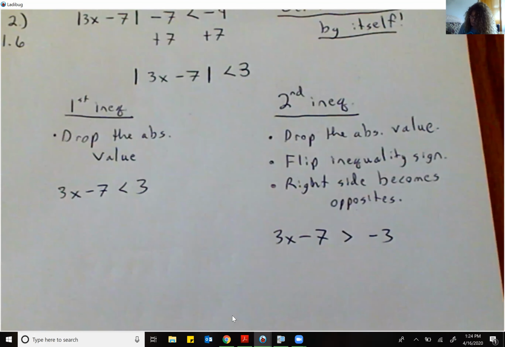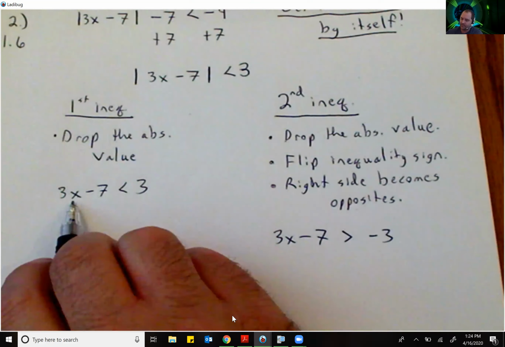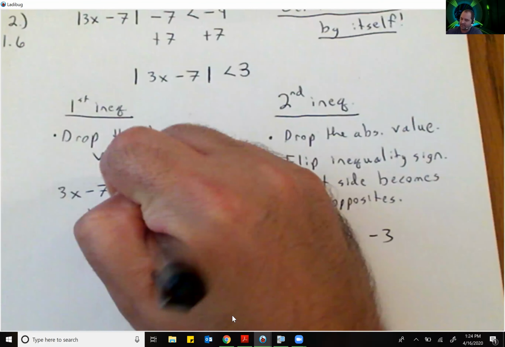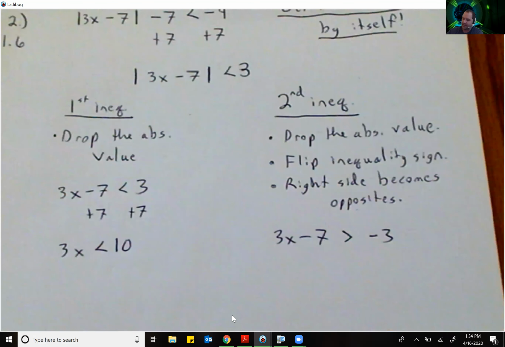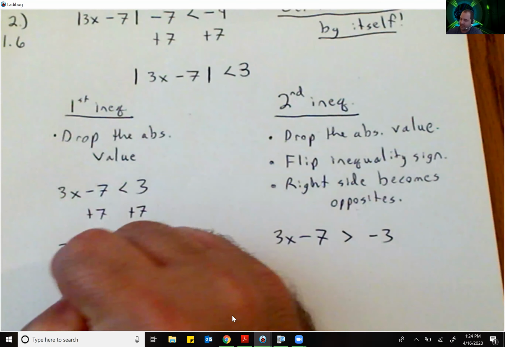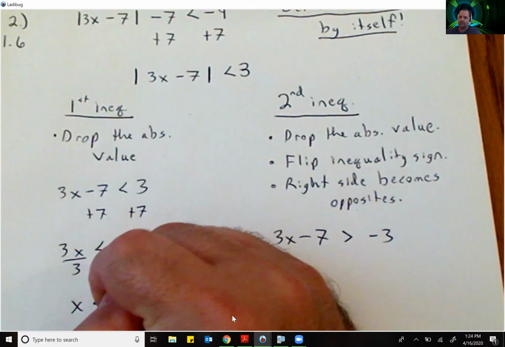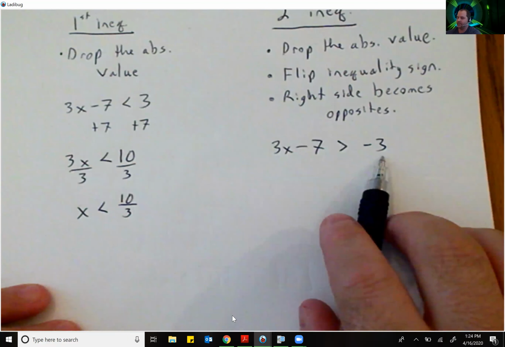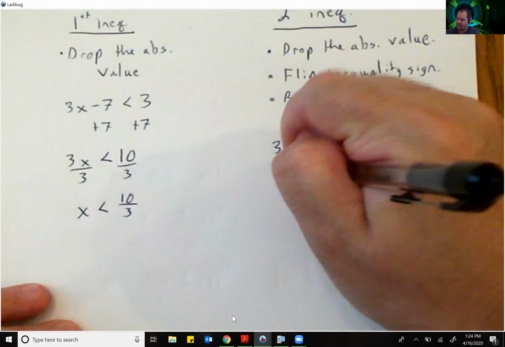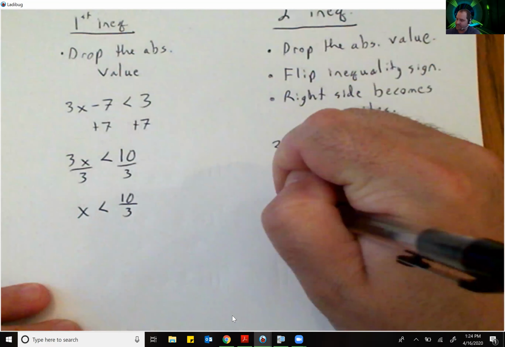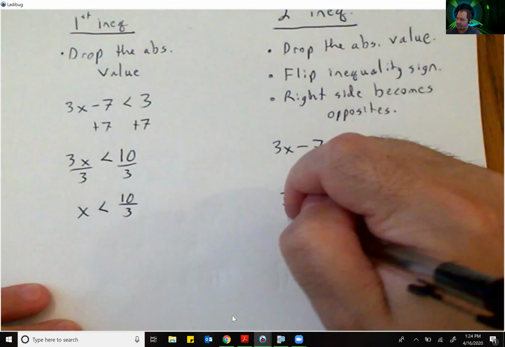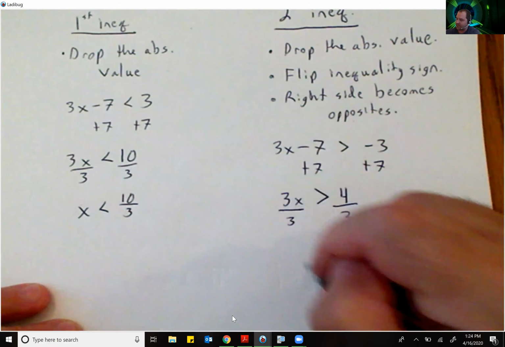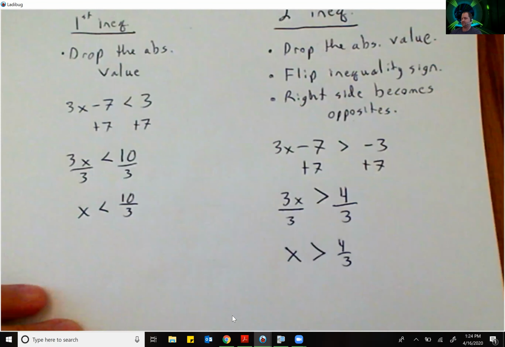So how are we going to get x by itself? Plus 7. So that gives us 3x less than 10. Divide by 3, divide by 3. X is less than, again, they want the fractions, 10 over 3. Now then we come to this guy. Get the x by itself. So again, you're going to add 7. Gives us 3x greater than 4. Divide by 3, divide by 3. X is greater than 4/3.